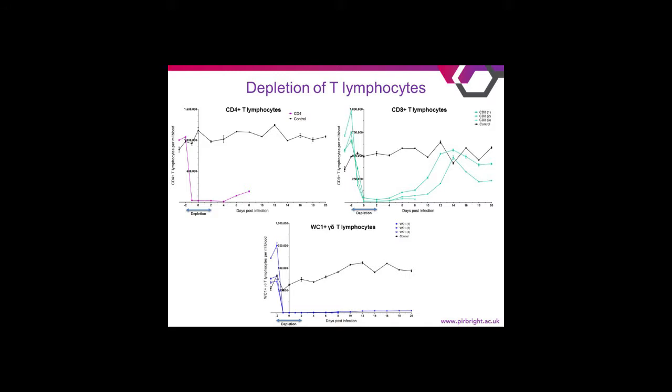You can see that on the bottom panel, the WC1 positive gamma delta T cells do stay quite nicely down for the whole duration of the experiment. The CD4 and the CD8 positive T cells do start to come back, which we've seen before in other experiments. And we believe that this might be due to incomplete depletion within the lymphatic organs, which is why they start to come back when we stop the injections.